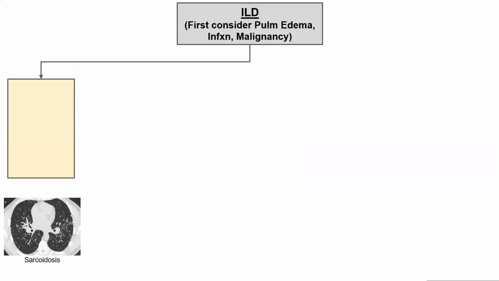So that gets to the first part of our algorithm, which is the one that Dr. Kane teaches. So granulomatous is our first section for interstitial lung disease, and this can be sarcoid or it can be berylliosis.